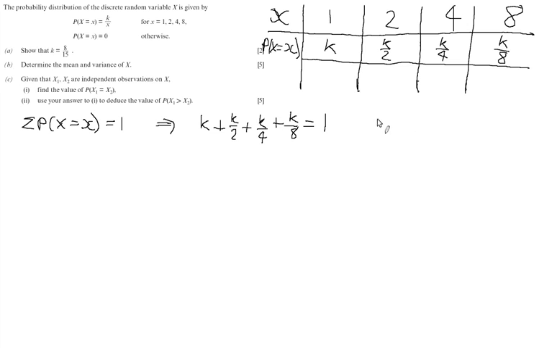Okay, so when we work this out we get 15k over 8 is equal to 1. And when I rearrange this, we get our required result, k equals 8 over 15.